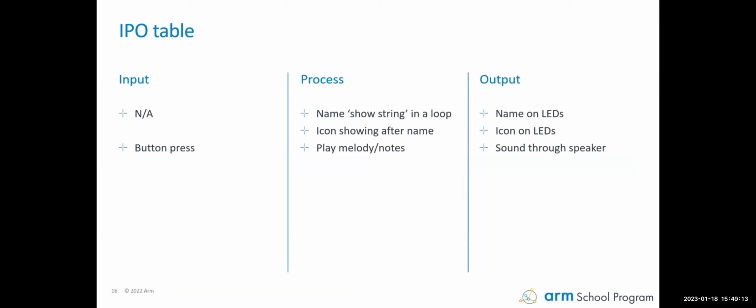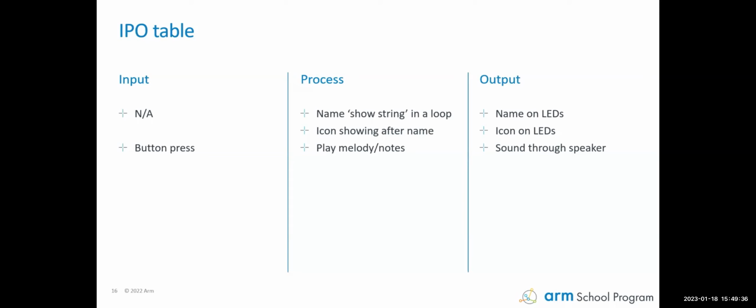And you might wish to demonstrate this at first and then get them to use this as part of their design. But again, you don't need to, but it's a useful design structure to look at as part of the learning. And so the input initially would be you wouldn't have an input for the name showing on there. You would just use some of the blocks, sort of the show string block, and it would be in a loop so that it would be continually showing.